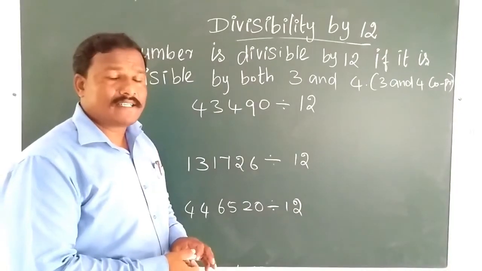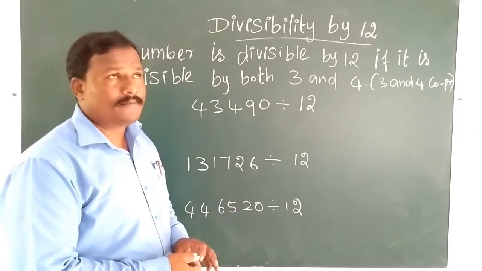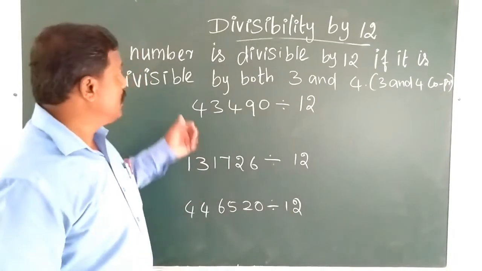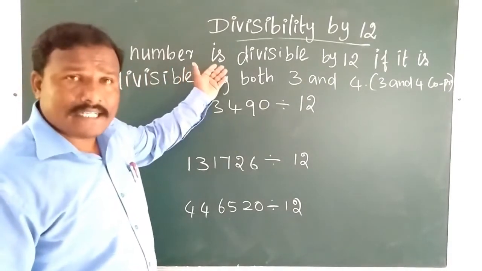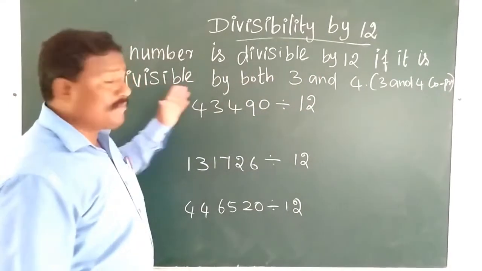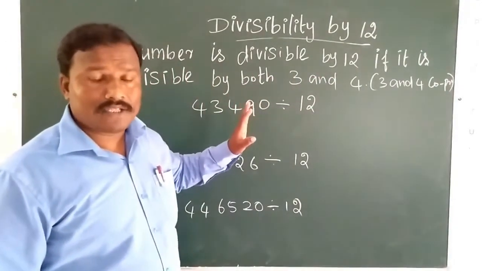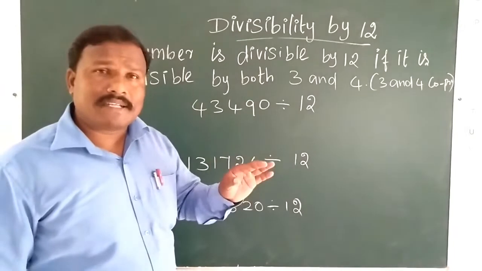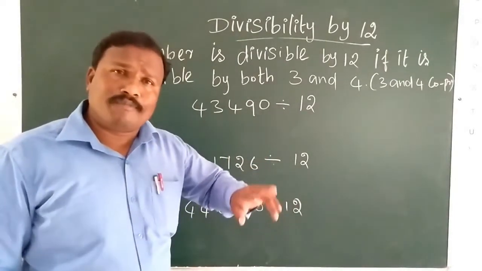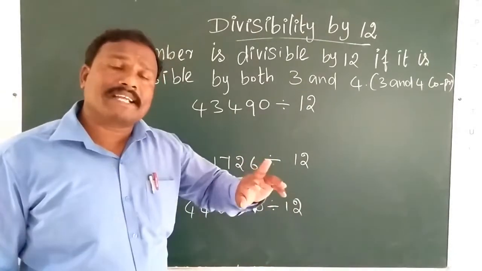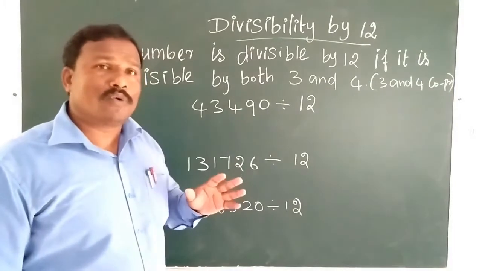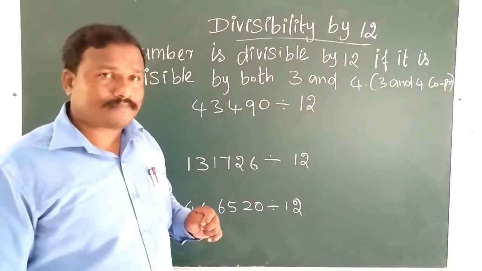Let me discuss the divisibility by 12. Okay. So what is the rule of divisibility by 12? You know, a number is divisible by 12 if it is divisible by both 3 and 4. So a number that can be divisible by 3 and 4 both can be divisible by 12 also. Okay. So we know the rules of 3 and 4.